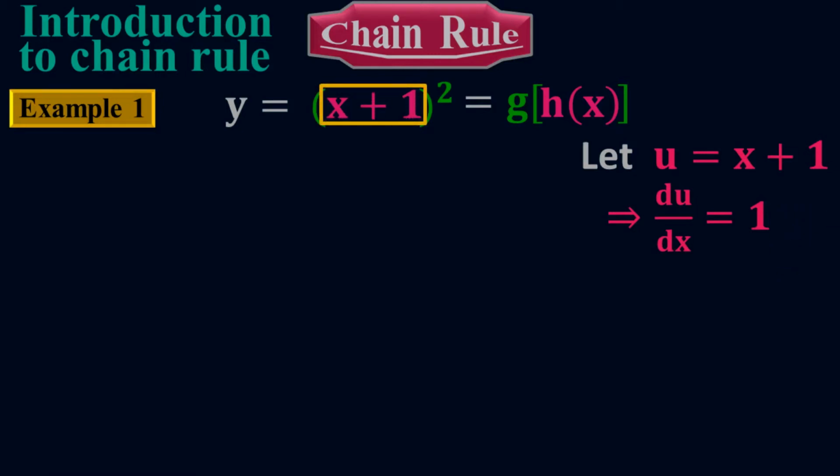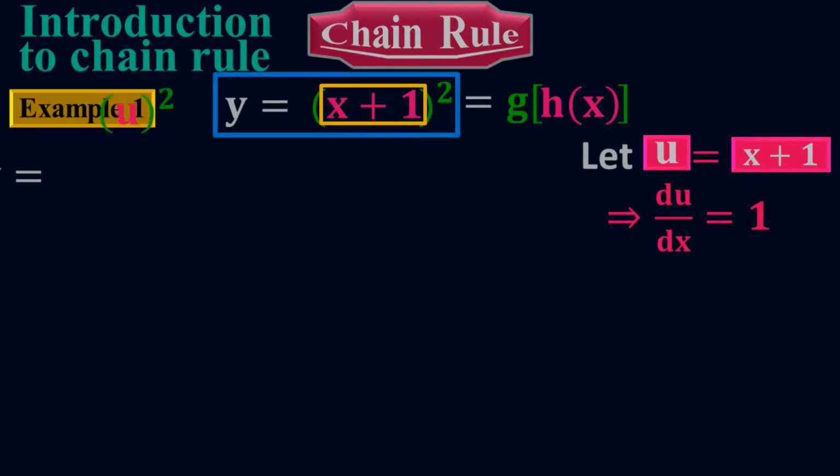Since I let x plus 1 equal u, therefore I will have y equals u to the whole square. Because I let x plus 1 equal u, just put u for x plus 1 here. This thing will become y equals u to the whole square.